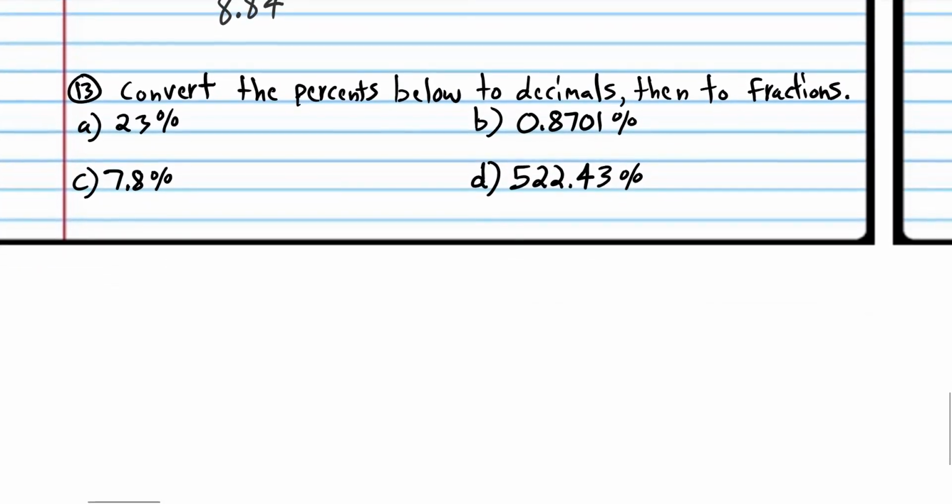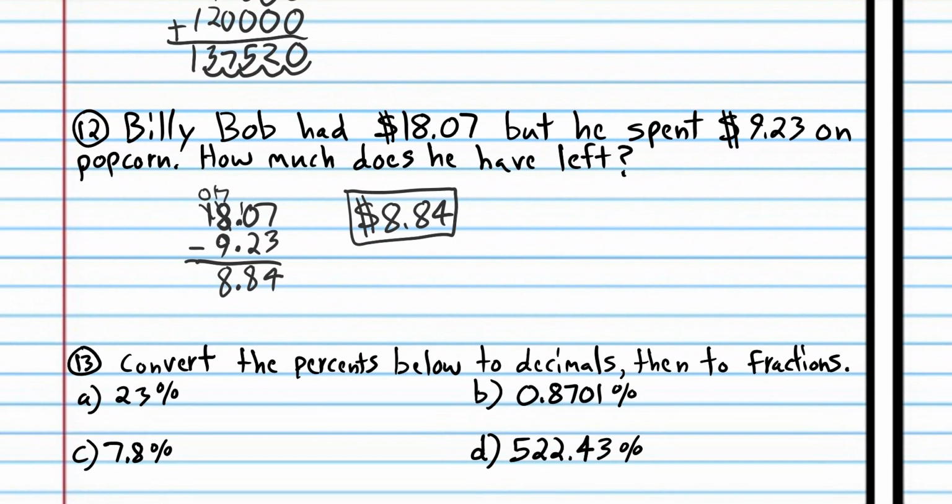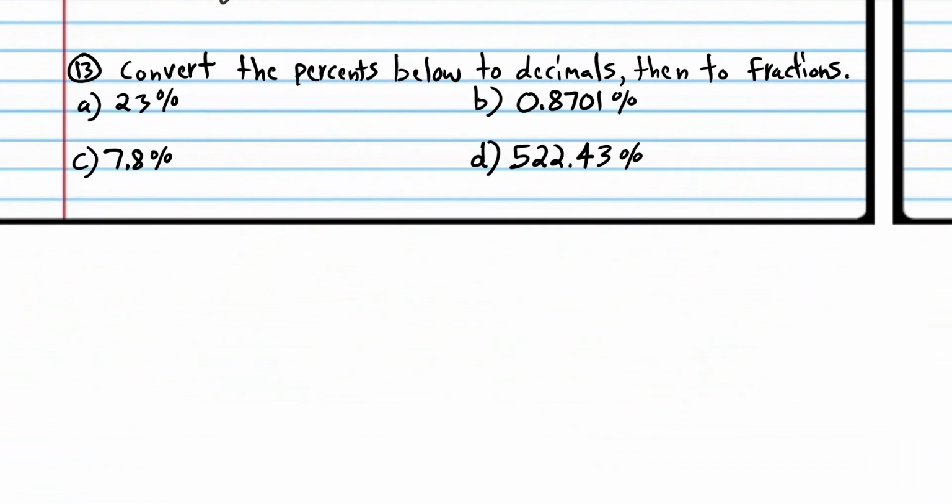All right, so these problems are kind of distributed randomly. So notice that I'm not really doing everything in order. We had a percent change problem. We had converting fractions and decimals and percents. We had operations with decimals, and now we're going to do converting percents to decimals and fractions. So we converted decimals to percents and fractions. We converted fractions to percents and decimals, and now we're doing the third type of problem, which is converting percents to decimals and then fractions.